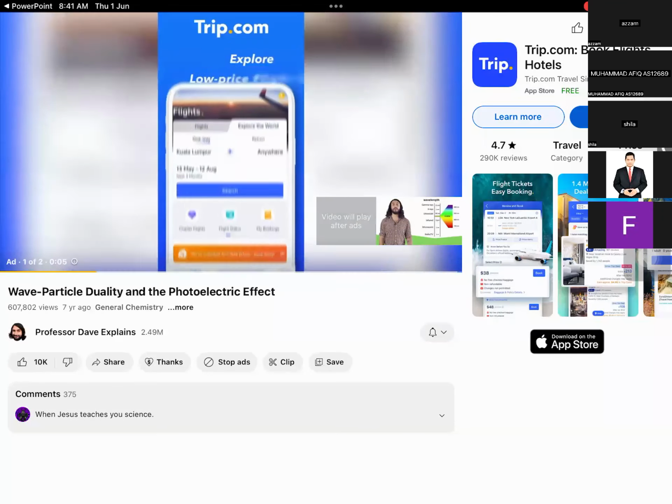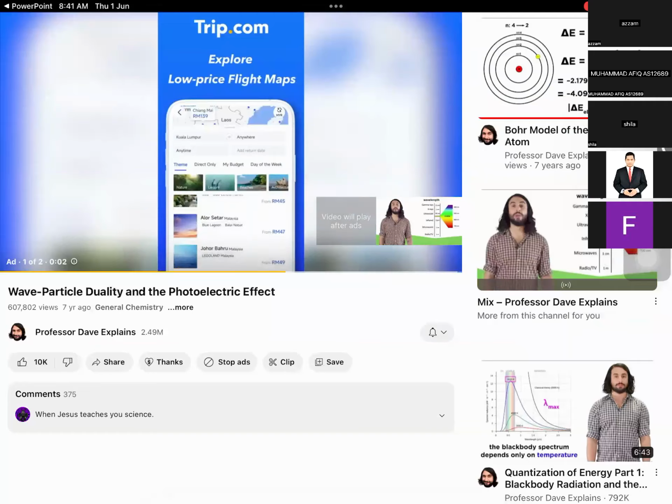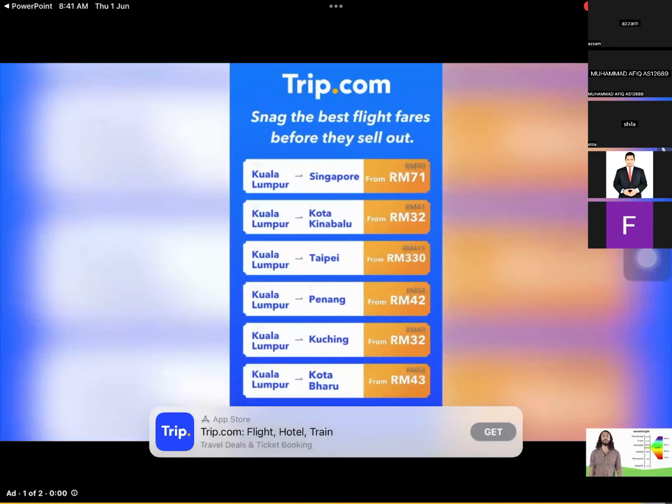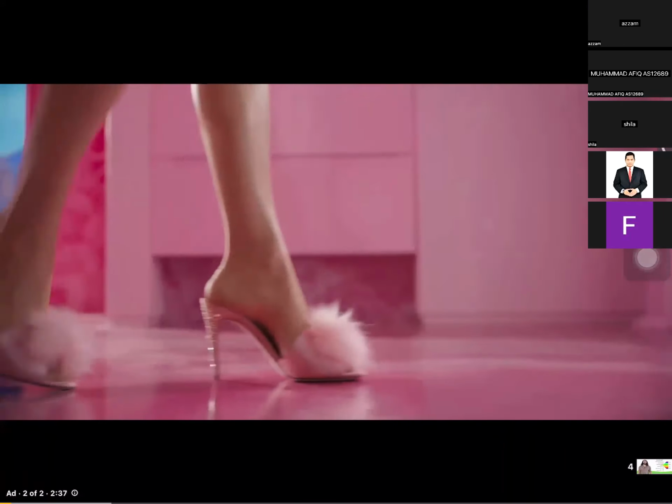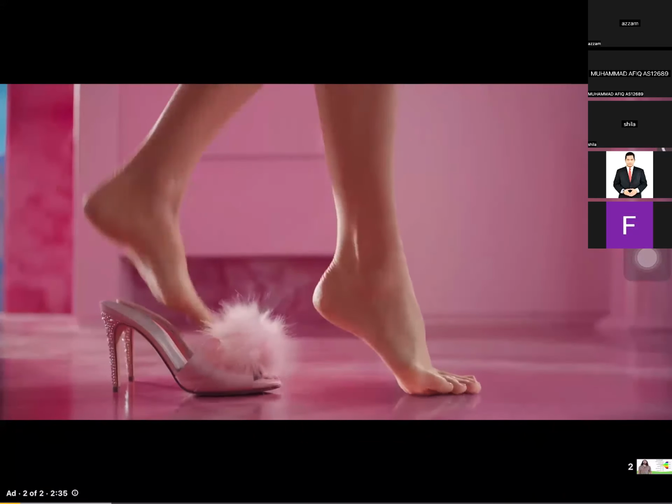Explore low-price flight maps on the Trip.com app. Book low-cost flights now.